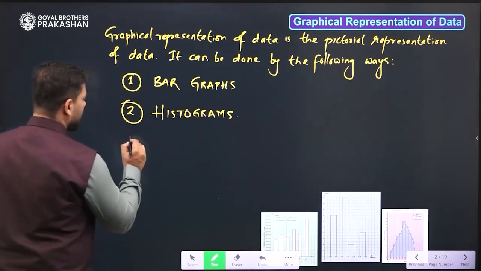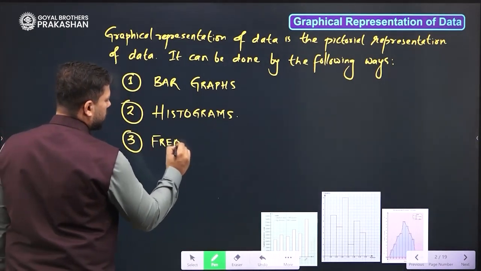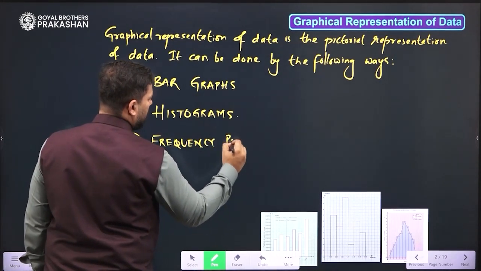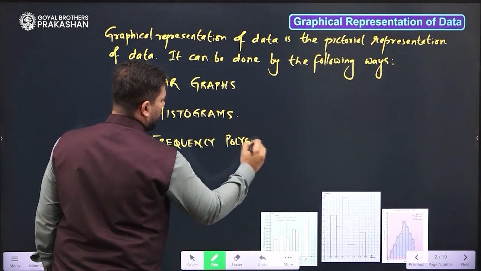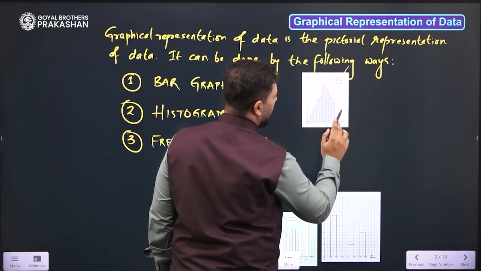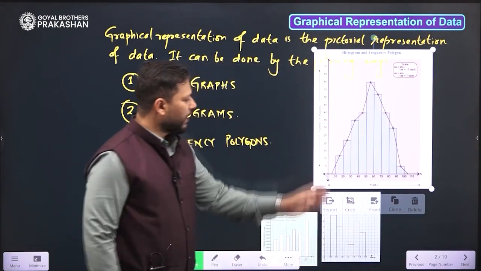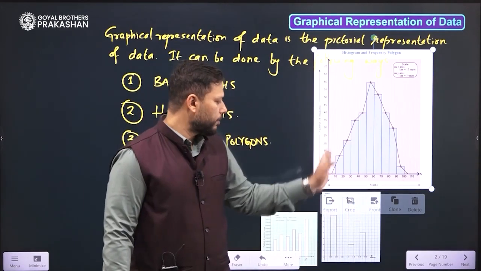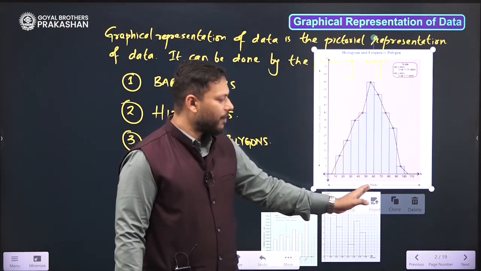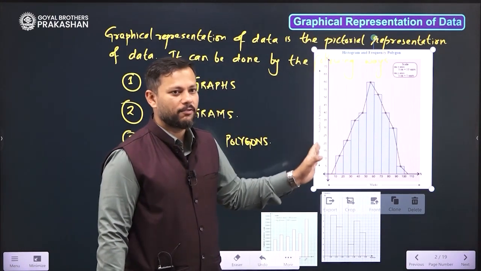And the third is frequency polygons. When we talk about a frequency polygon, let us understand it. It is also depicted on a graph page. We again have two mutually perpendicular lines, one is the x-axis and one is the y-axis. They again have the variables on the x-axis and the value of the variables, that is the frequency, on the y-axis.